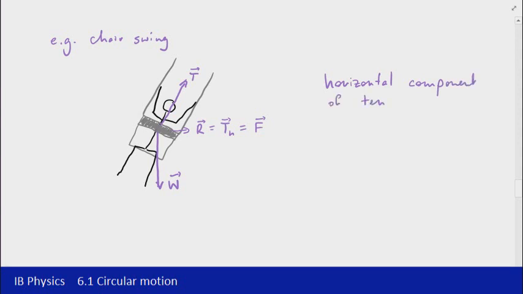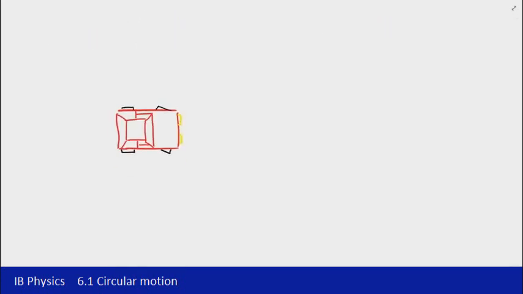And if you think back to, I think it was subtopic 2.2 on forces, you could go through and calculate the weight and figure out what the tension is, and go through and figure out what that horizontal component of the tension is to determine the centripetal force. The next example is looking at cornering in a car, or turning a corner.